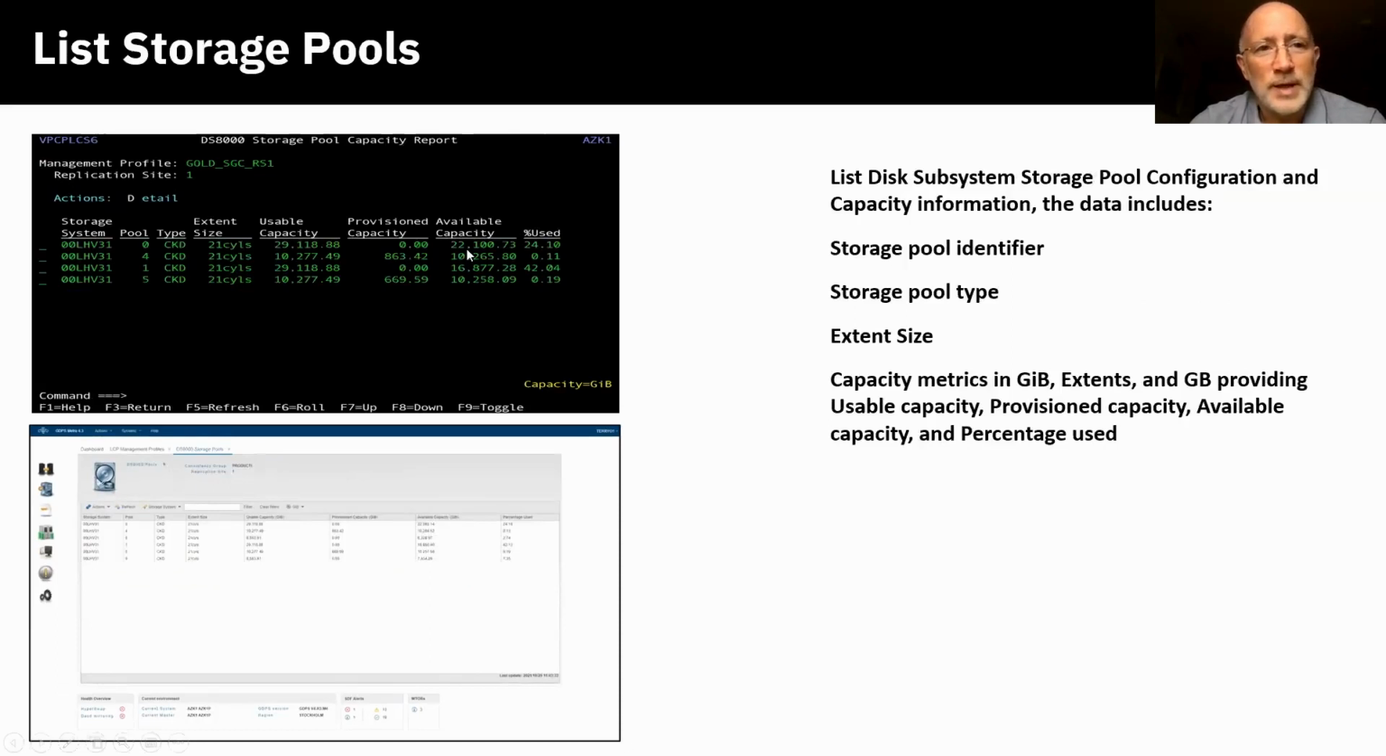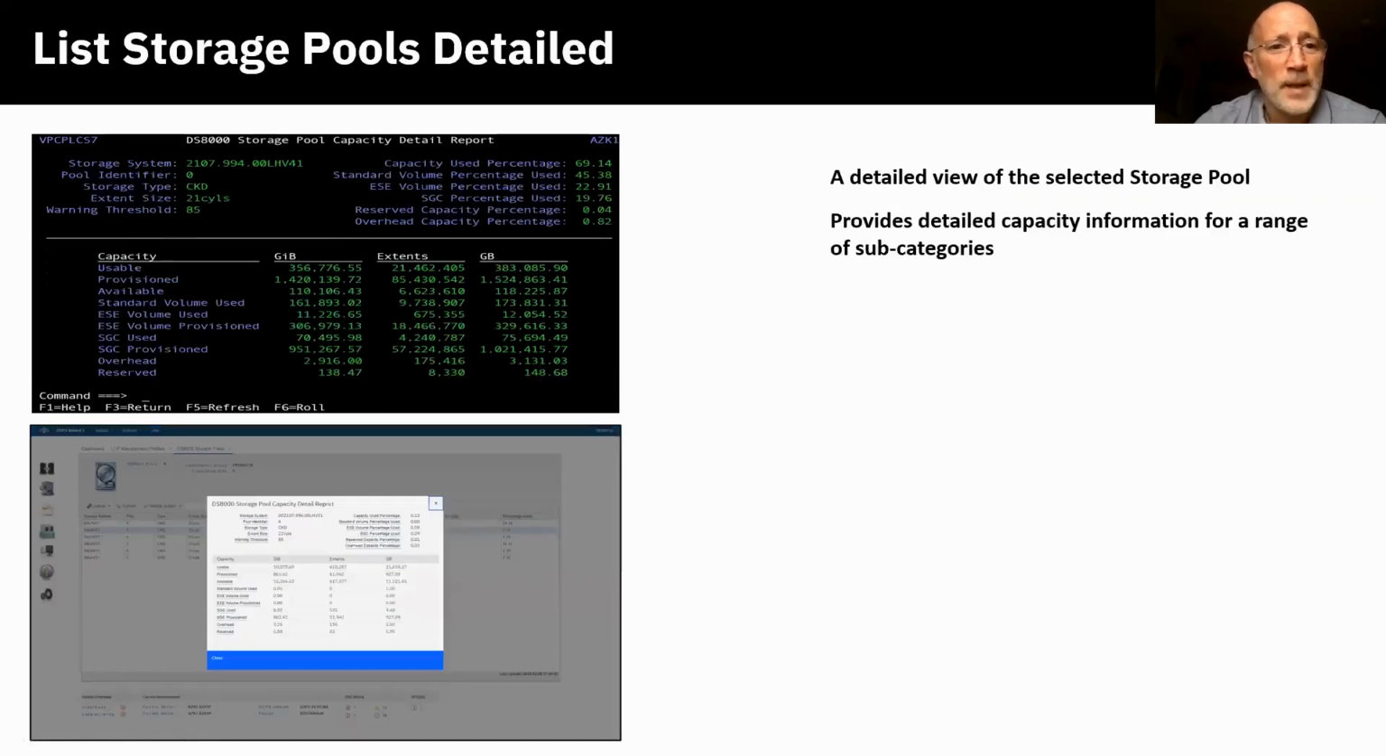You can actually go in and list the storage pools, so this is looking at the storage pool information on the DS8K. You can see the extent size of the pool, how much of that capacity is usable, how much has been provisioned, how much is available, and what percentage is being used. There's a detailed view of that, which gives you information in binary gig, extents, or decimal gig. So you can get, again, a very good view of the actual usage of the storage pool on the DS8K for each of the various types: extent space efficient, safeguarded, overhead, reserved, etc.